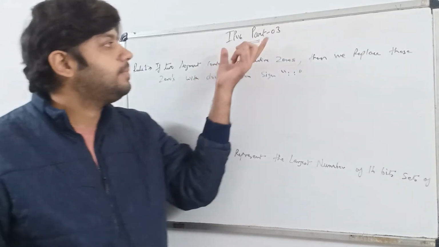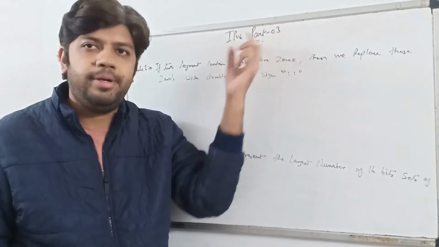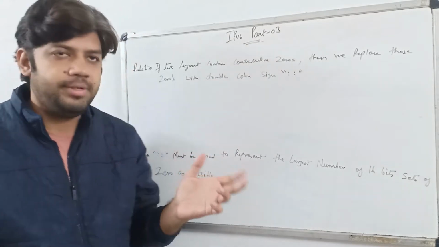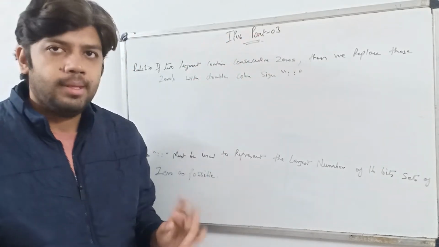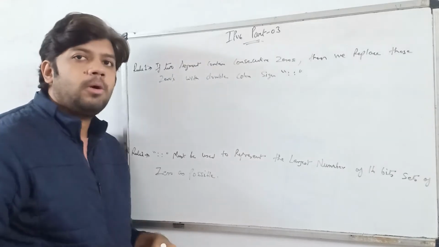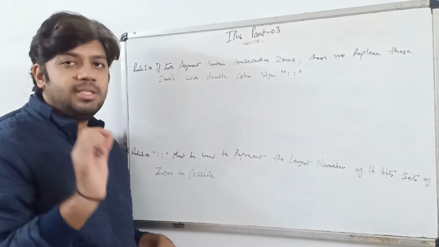Today we'll talk about IPv6 part 3. We already talked about part 1 and part 2 in the previous lectures. Now today we'll talk about part 3. In this video we'll talk about how to write IP version 6 addresses.